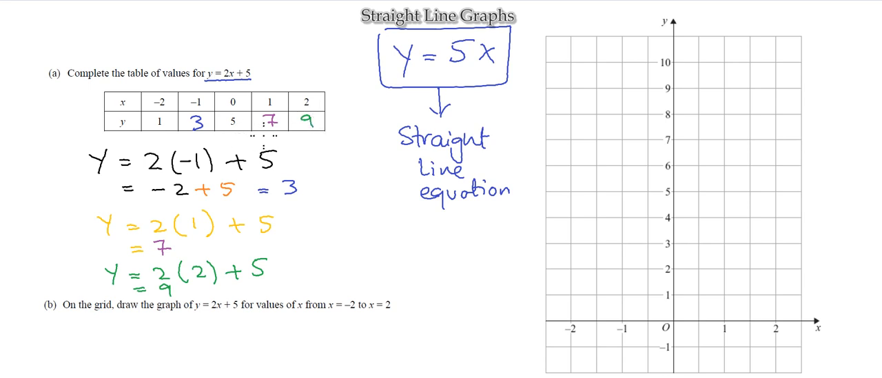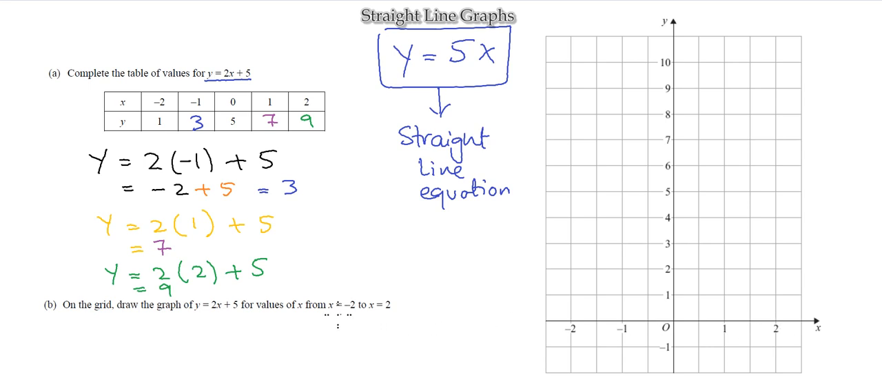So that's my table. Now all I have to do is just plot all the values, technically the coordinates, into my graph on the right side here. So on the grid, draw the graph of y equals 2x plus 5. That's basically this straight line, and all the values that we present in the table from x equals minus 2 to x equals 2. So they want us to plot it from x equals minus 2 to x equals 2. So that's x equals minus 2, that's here. That's the x-axis. And x equals 2.